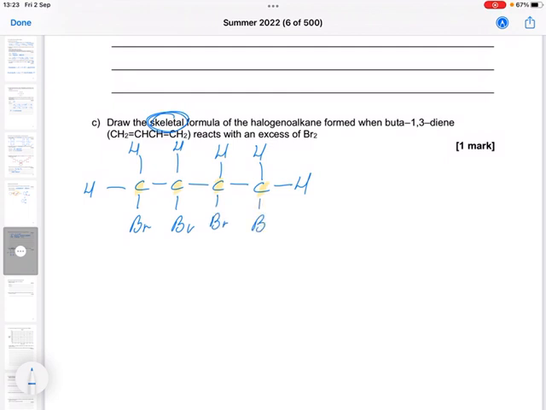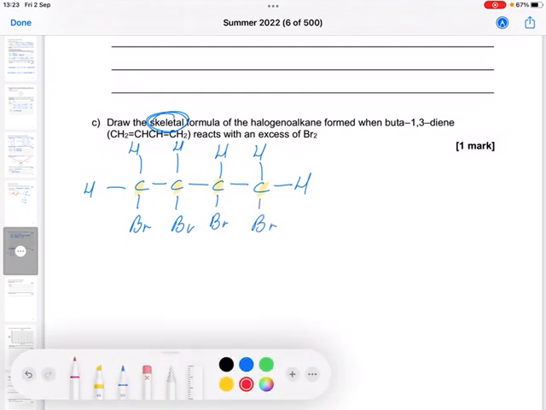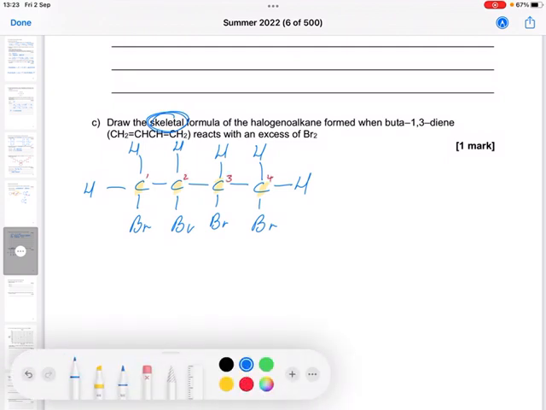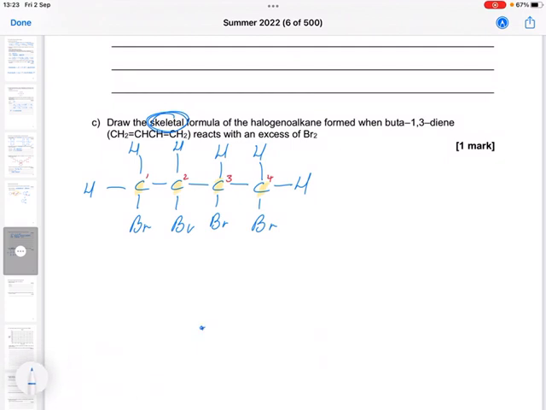Then the easiest way to do this is to just put numbers on and count. 1, 2, 3, 4. So 1 when you put your pen on the paper, 2, 3, 4. And then off each of these I need to put a bromine on. So I'll do the middle ones first because they tend to be easier to do. And then here, bromine on there, bromine on here.